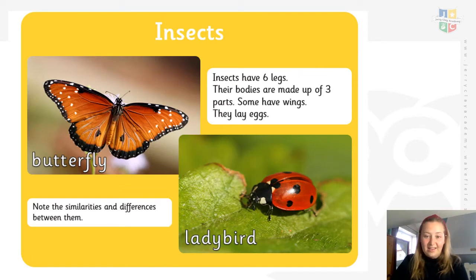Insects. Okay, so insects have 6 legs. You might have learnt this last year when you were doing our mini beasts in reception. Their bodies are made up of 3 parts. Whoever's going to be researching this, it'd be interesting to see what the 3 parts are. Some insects have wings and they lay eggs. So we have a butterfly here and we have a ladybird here. Can you think of any other insects?